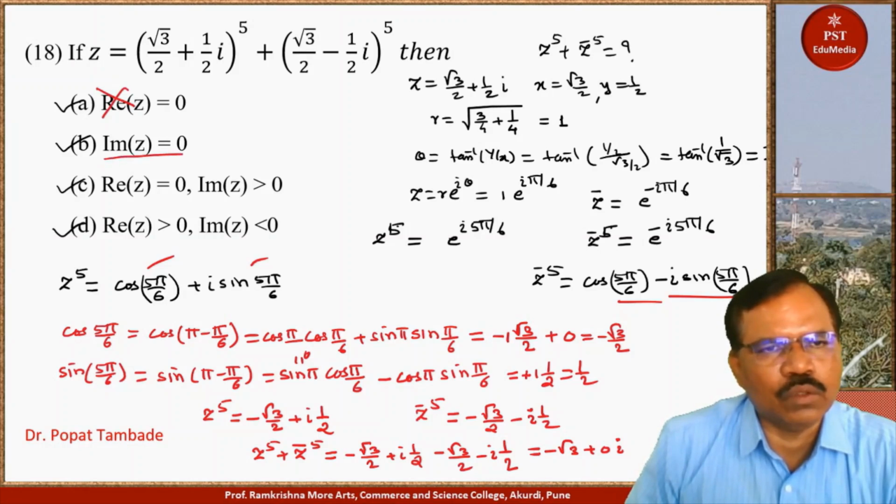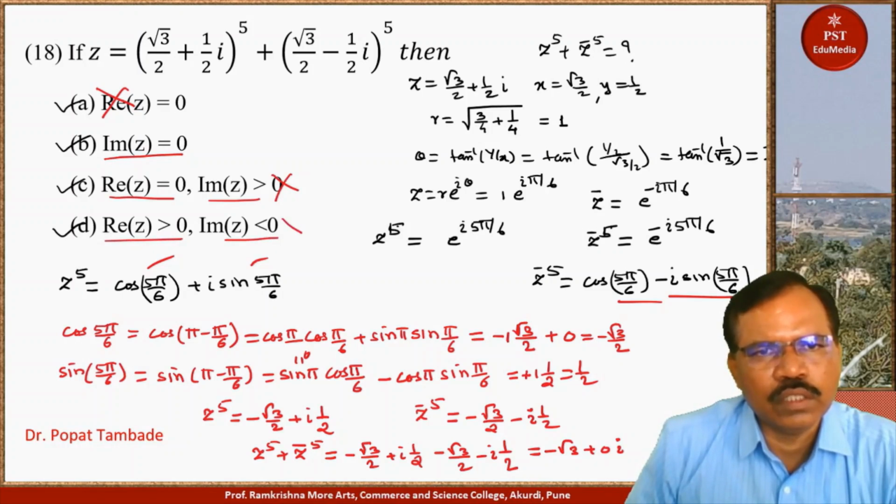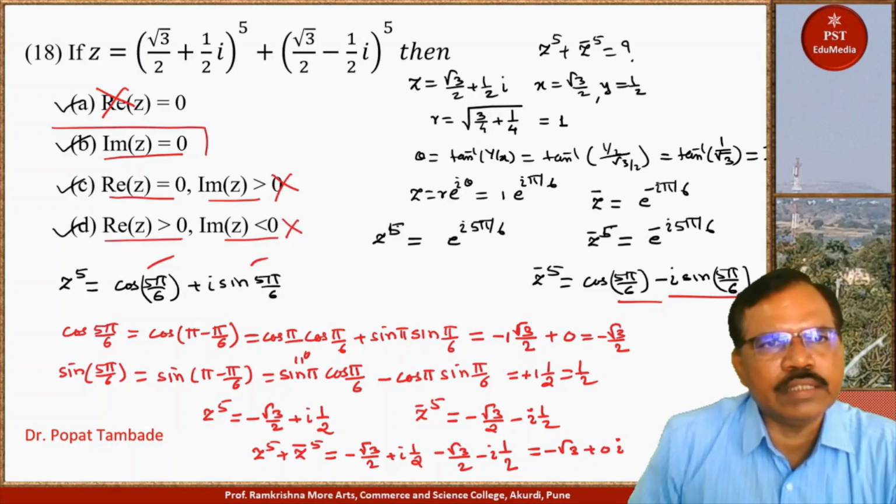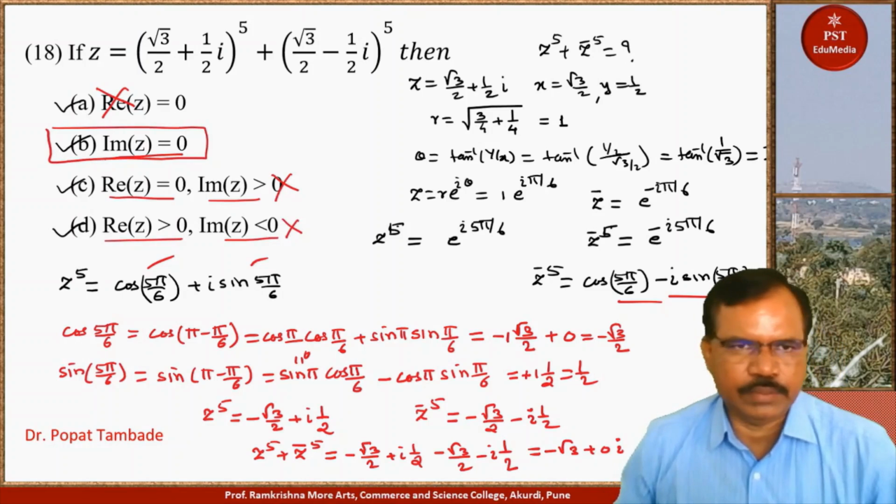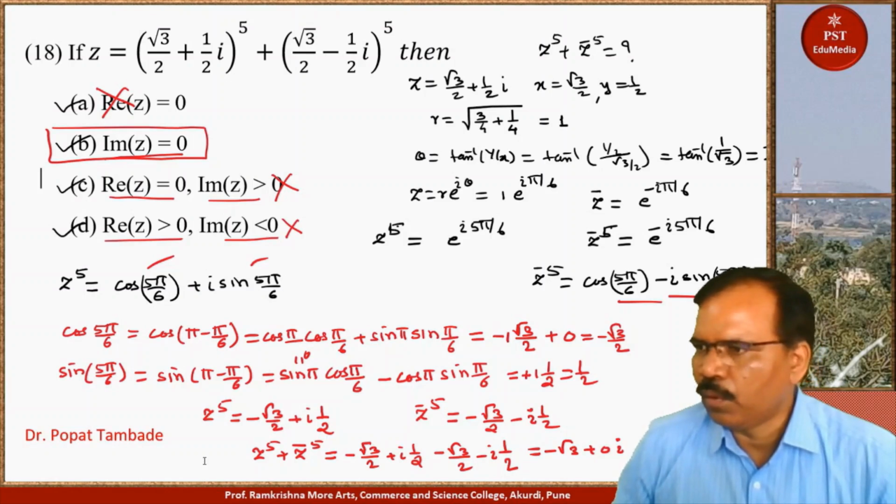Imaginary part is 0, okay, but here the real part is 0 and the imaginary part is greater than 0, this is incorrect. Real part greater than 0, imaginary part less than 0, this is incorrect. So imaginary part is 0, this is correct. Now we'll go to the next one.